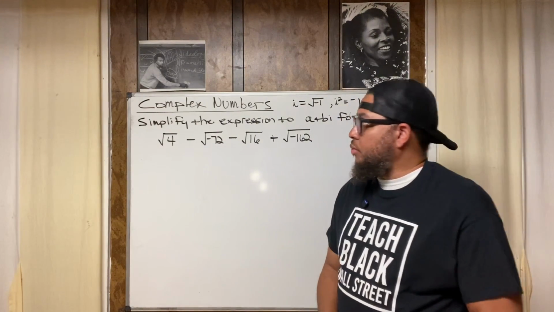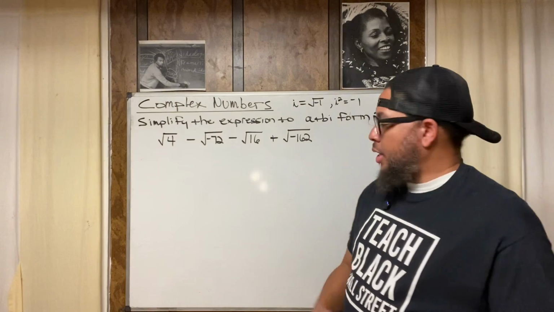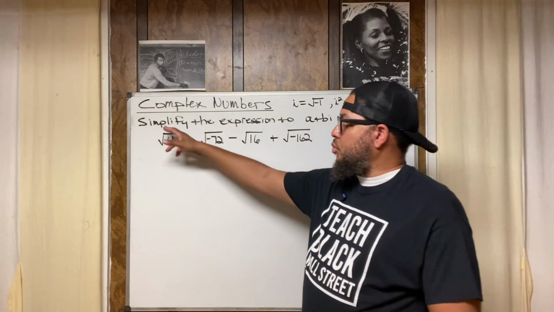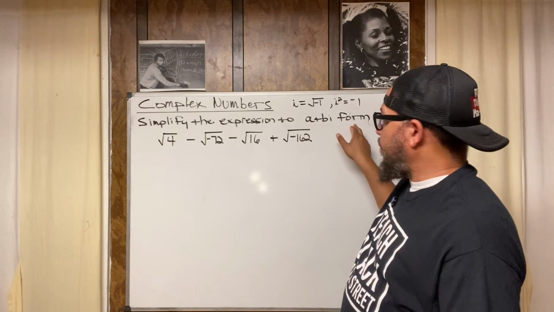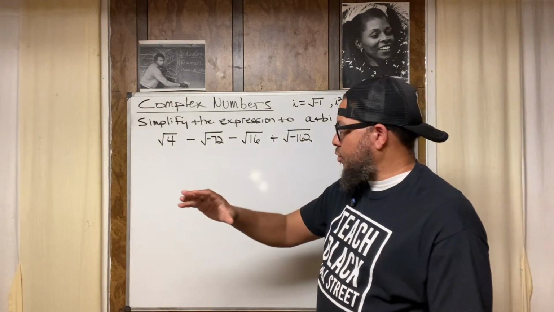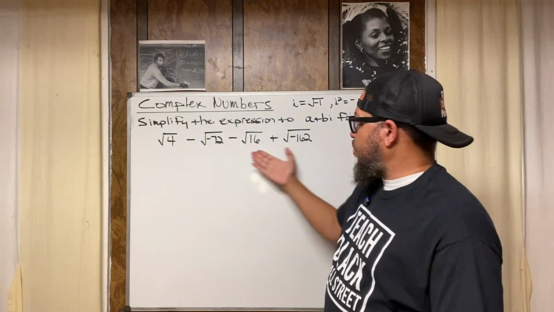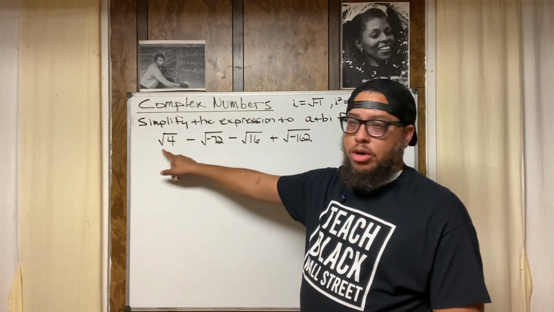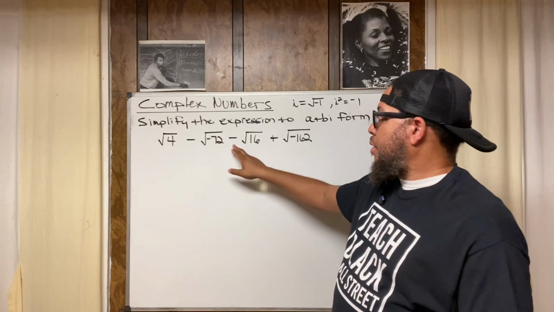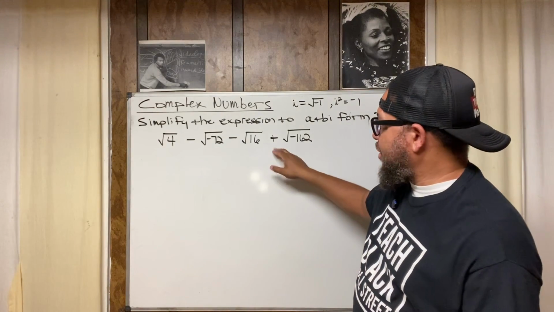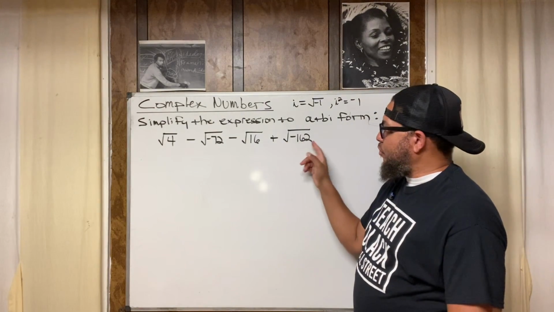All right. So what are we doing today? We're doing some work with complex numbers, and let's read our instructions. It says to simplify the expression to a plus bi form. A plus bi form. Now, first of all, what's the expression? This is the expression. The square root of 4 minus the square root of negative 72. That's a red flag. Minus the square root of 16 plus another red flag, the square root of negative 162.